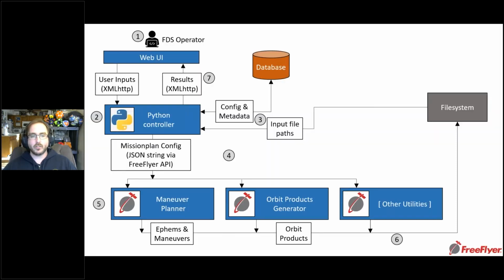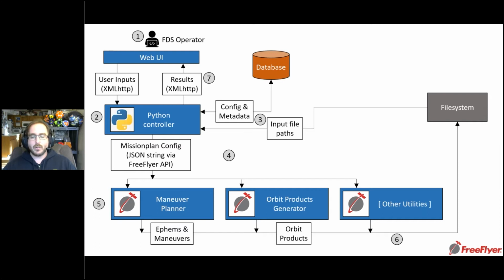Once we have our JSON string ready, at that point we're down here just underneath step 2, the Python controller will then spin up an instance of FreeFlyer via the FreeFlyer Python API. This is a super convenient feature where I can interact with FreeFlyer automatically using commands in Python. Down here, you can see how we have a bunch of different FreeFlyer mission plans. As part of our goal to keep things modular and decoupled, we really tried to keep each mission plan focusing on one thing and one thing only.